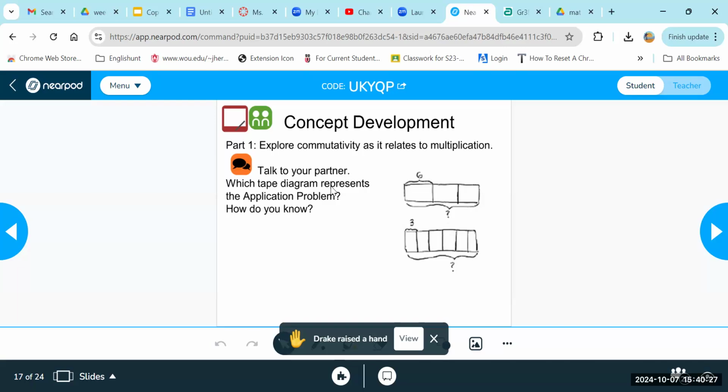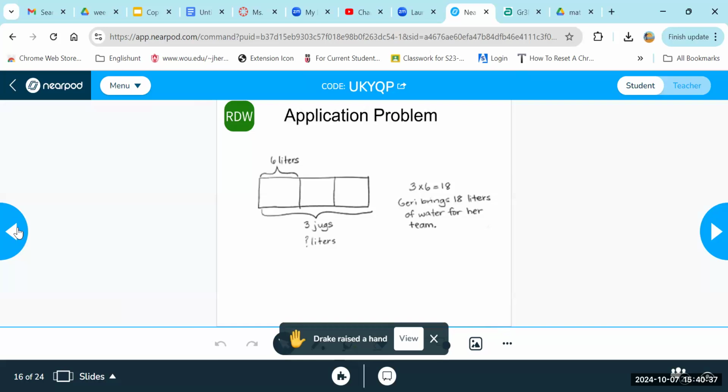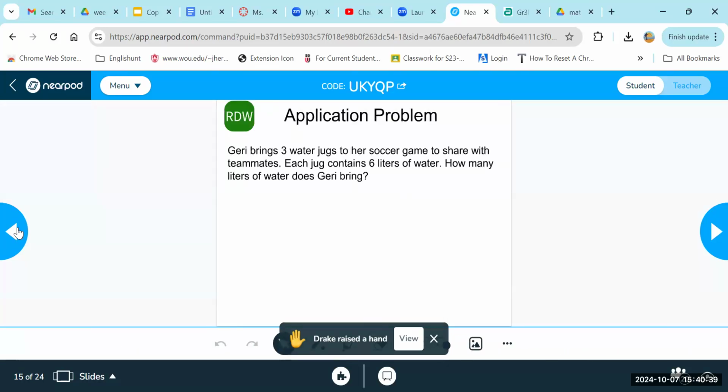It says, explore commutativity as it relates to multiplication. Which tape diagram represents the application problem? And remember, our application problem was, Jerry brings 3 water jugs to her soccer game to share with her teammates. Each jug contains 6 liters of water. How many liters of water does Jerry bring? Okay, so if you think back to when you did tape diagrams, you can also write a multiplication sentence for this.